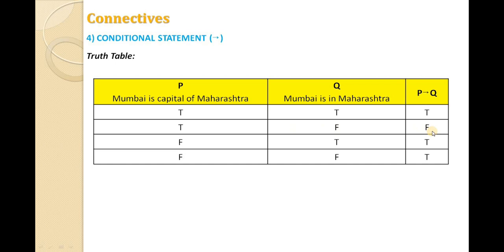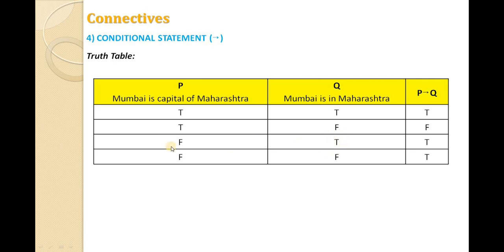That is the P implies Q. The third statement is: Mumbai is not a capital of Maharashtra, so the statement is F, but Mumbai is in Maharashtra. That's possible. If any city is not a capital of any state, but it belongs to this state, there are many such cities, like Nagpur, Akola, Amravati. These are not the capital of Maharashtra, but these cities are in Maharashtra.